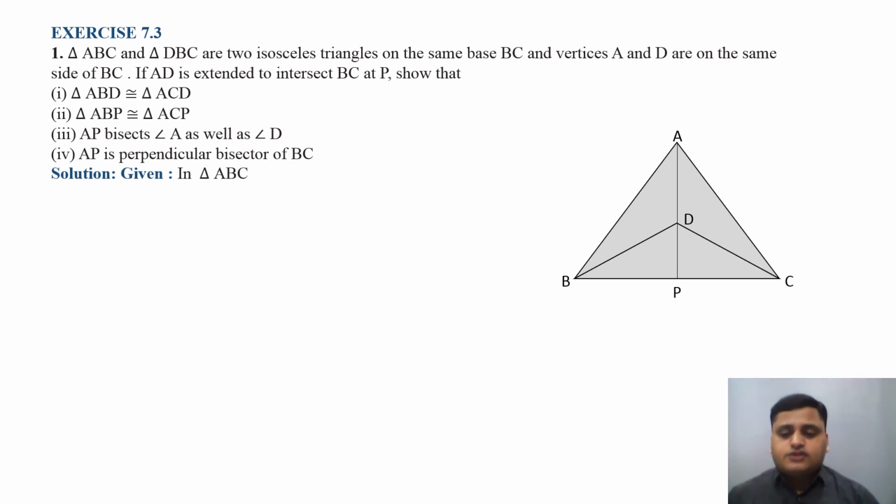We will write first of all, what? Given. So what is given? ABC is an isosceles triangle. So in triangle ABC, what will we write? AB is equal to AC. And DBC is also an isosceles triangle. So for DBC we will write BD is equal to DC.